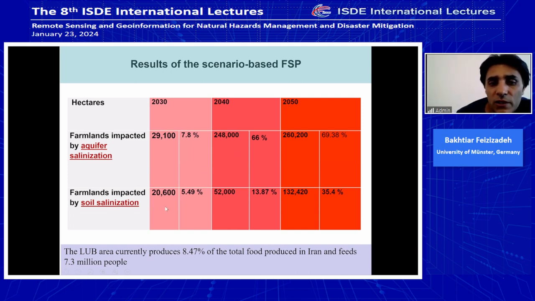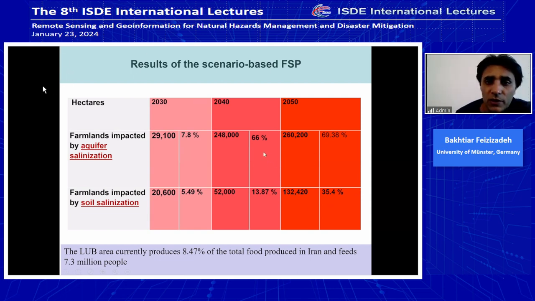We have similar results for soil salinization. Almost 5.5% will be affected by soil salinization in 2013. Almost 14% will be affected by soil salinization in 2014. And almost 35% will be affected by 2015 under active soil salinization. And you should also consider the combination and integration, because both of them are going on at the same time in an area.